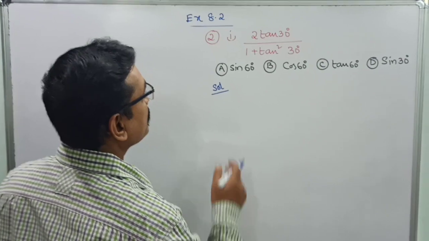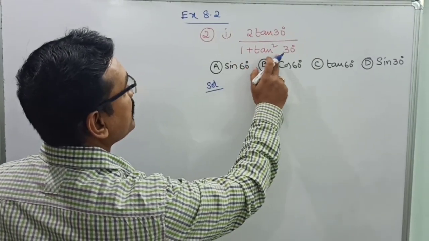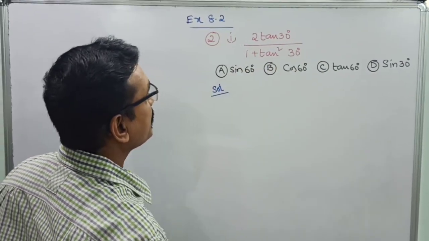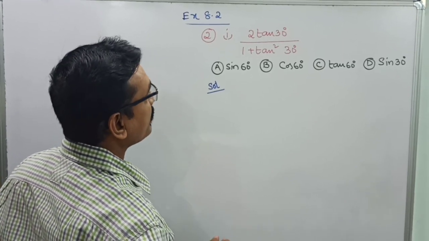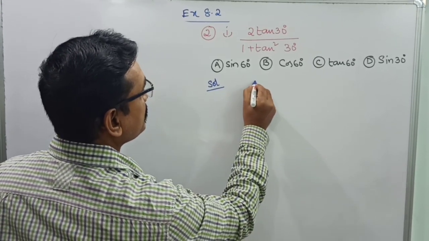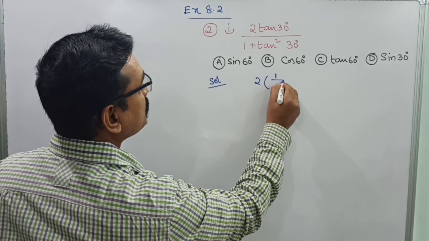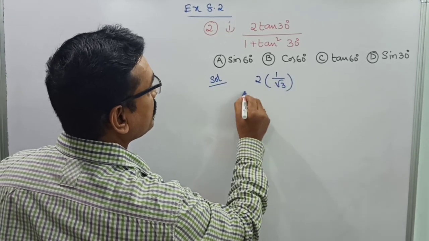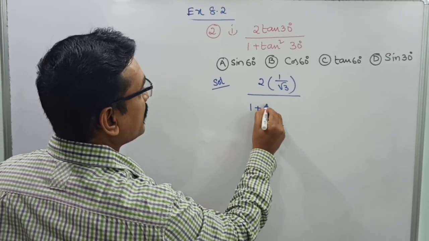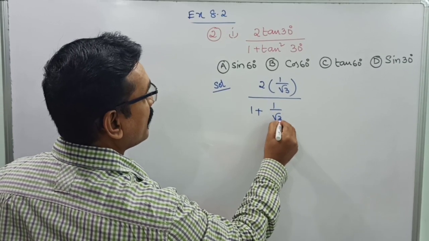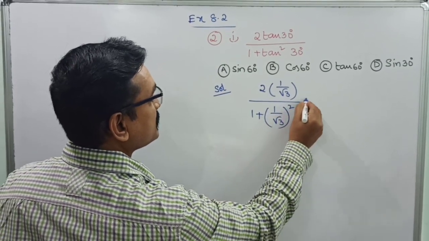Second Roman question number 1. 2 tan 30 degrees by 1 plus tan square 30 degrees. So tan 30 degrees value is 1 by root 3. So directly we can substitute 2 into 1 by root 3 by 1 plus 1 by root 3 whole square.